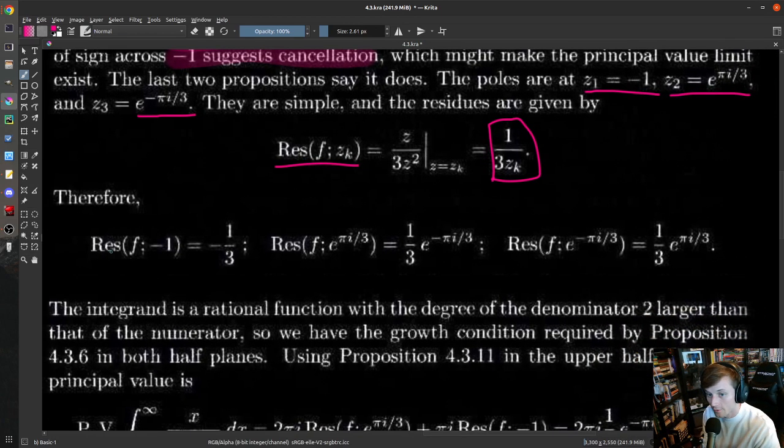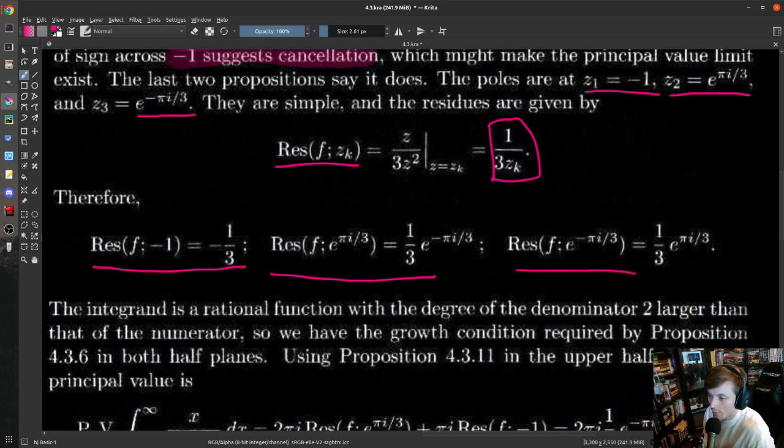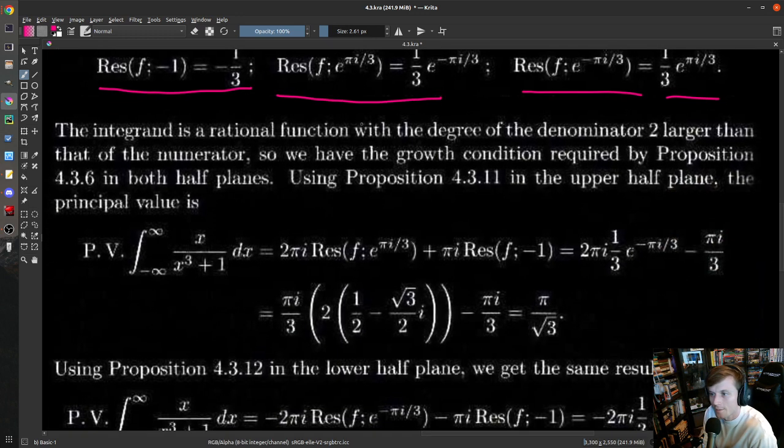Okay, so the residue of f at minus 1 is minus 1/3. Just plug in minus 1 for zk here: 1 over 3 times minus 1. Do it at e to the pi i divided by 3. This is 1/3 e to the minus pi i over 3. And then do it at minus pi i over 3, and we'll get 1/3 e to the pi i over 3. All right, kind of cool. Notice this is actually pretty neat. These guys also look like they're in conjugate pairs. It's kind of interesting, yeah? All right, so the integrand is a rational function with the degree of the denominator 2 larger than that of the numerator.